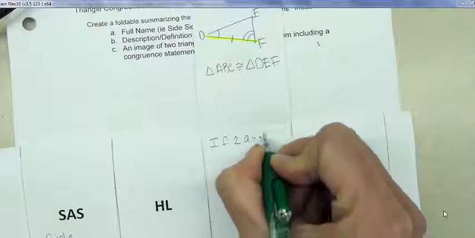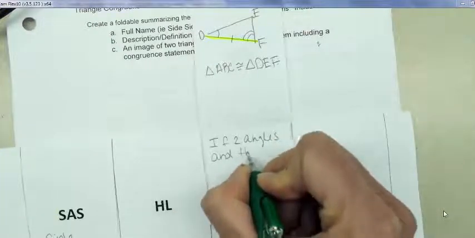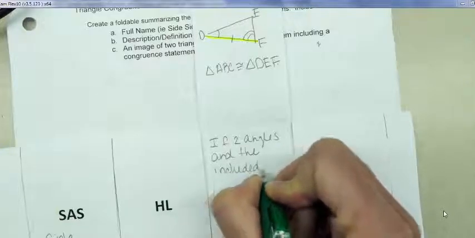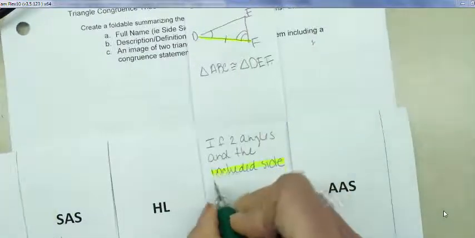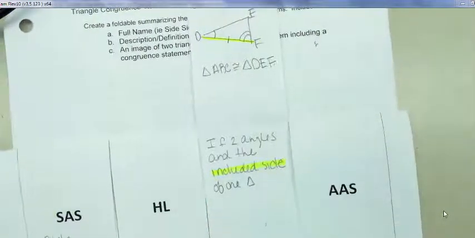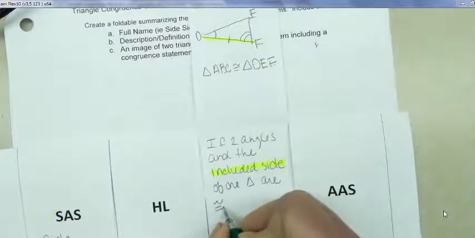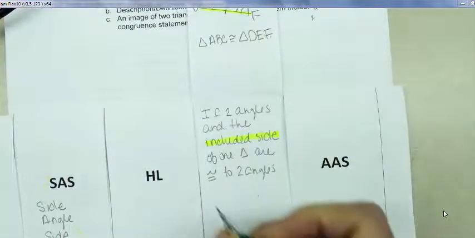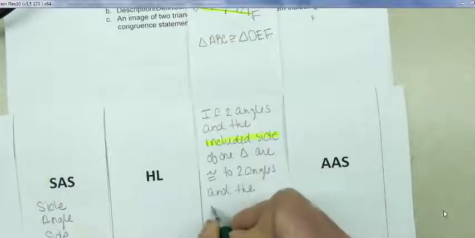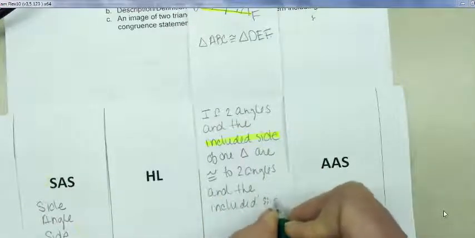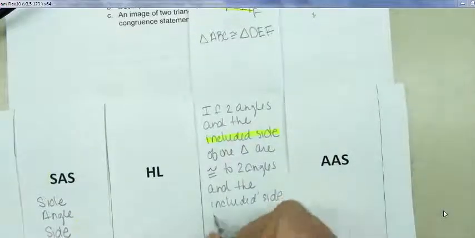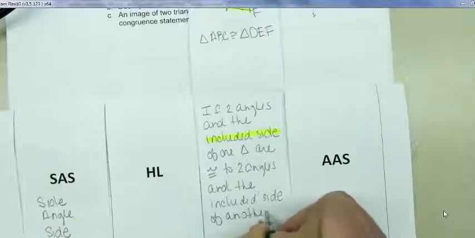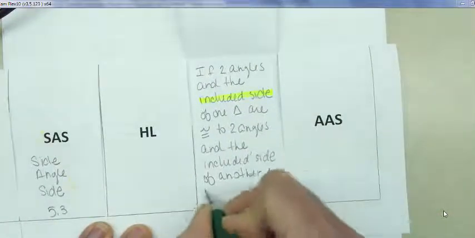If two angles and the included side, I'm going to highlight that because that's what I have highlighted in my images above, of one triangle are congruent to two angles and the included side of another triangle, then the two triangles are congruent.